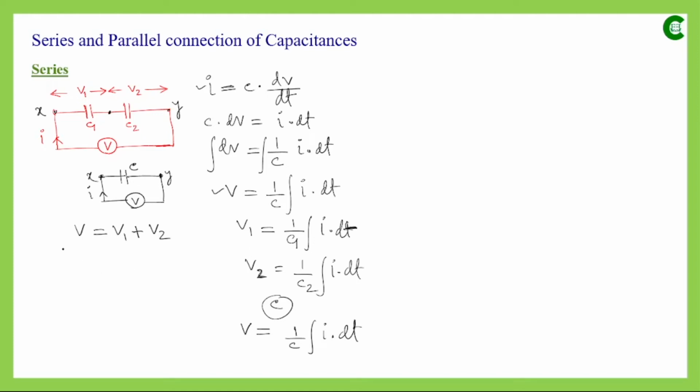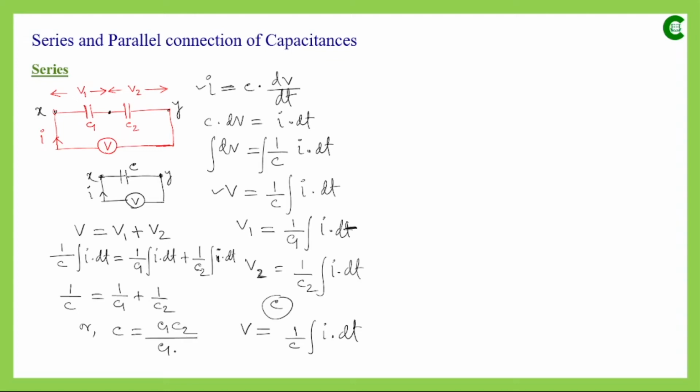Now if we replace V by 1 by C integral of I dt, and accordingly V1 and V2, we can notice one thing: the integration of I dt is the common factor on both sides of that equation, and which again has some non-zero value, so we can cancel those terms. What will remain in the modified equation is 1 by C will be equal to 1 by C1 plus 1 by C2. So if we simplify further, then C will be equal to C1 multiplied by C2 divided by C1 plus C2.